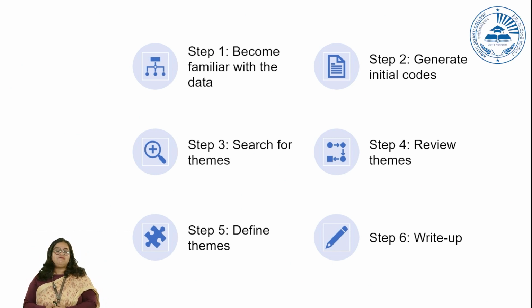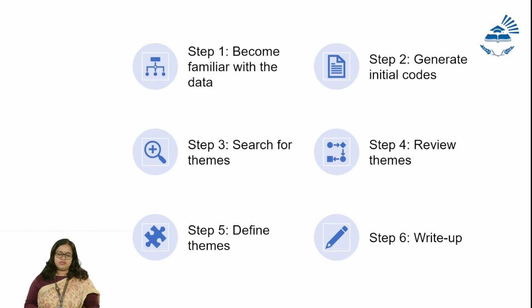The next one is defining our themes. It is giving concrete terminologies to our emerged data. And the 6th point is writing the final write-up, which is going to be used for our publication or our research purposes.